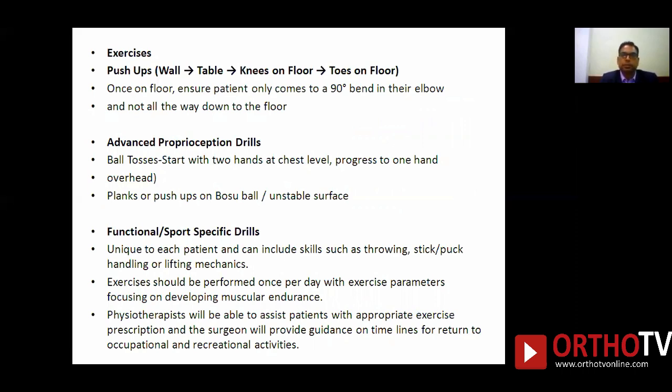These are push-up on the wall and push-up on the floor. Once on the floor, ensure the patient only goes down to a 90-degree bend of the elbow and then comes up. Advanced proprioceptive ball exercises start with two hands at the chest level and progress to one hand. Planks can be done, or push-ups with the Bosu ball. These are the further advancing exercises.